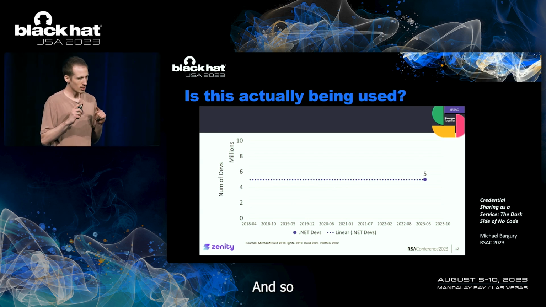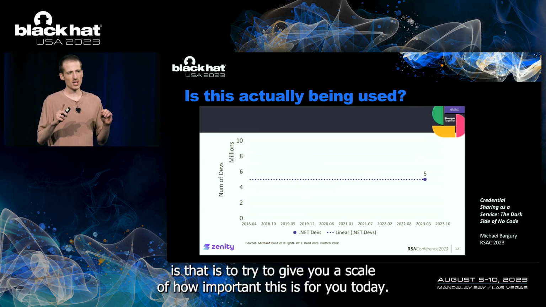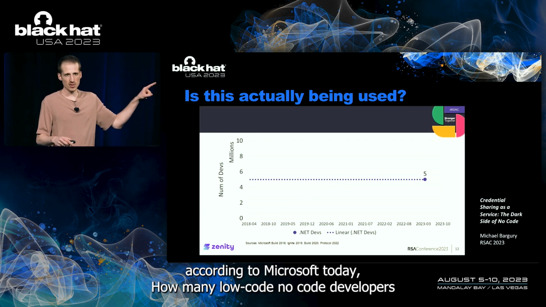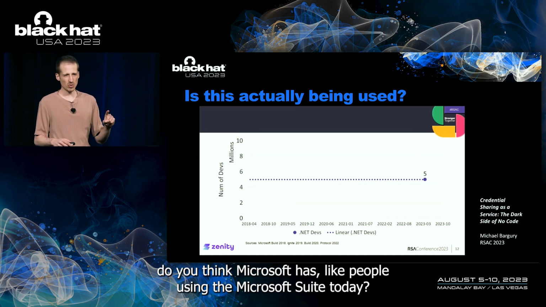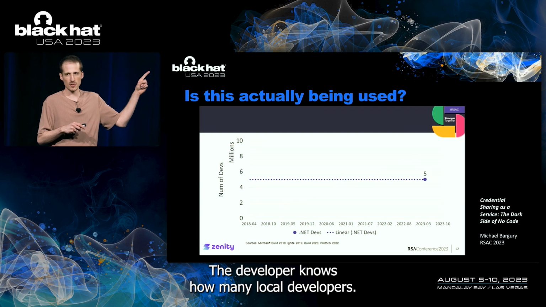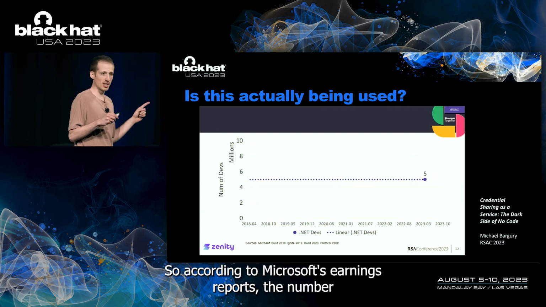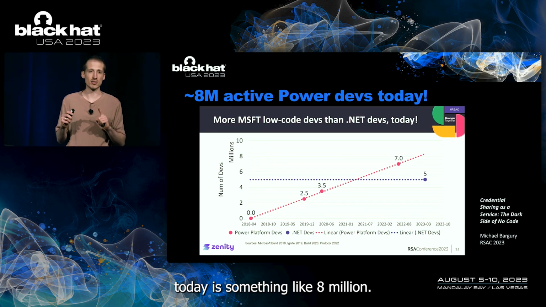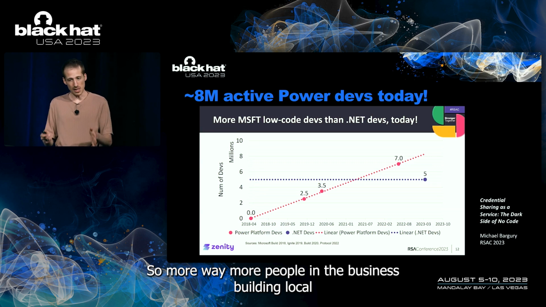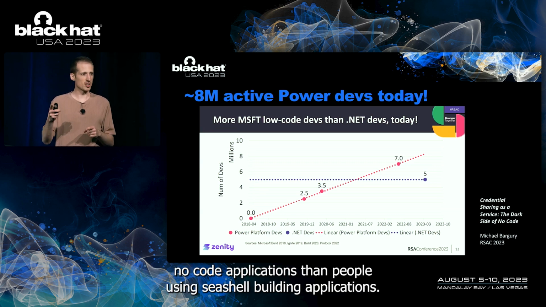And so one last thing I want to say about this is to try to give you a scale of how important this is for you today. What you're seeing right here is the number of .NET developers, according to Microsoft, today. How many low-code, no-code developers do you think Microsoft has, like people using the Microsoft suite today? Let's think of a number, like 5 million .NET developers. How many low-code developers? According to Microsoft's earning reports, the number today is something like 8 million. So way more people in the business building low-code, no-code applications than people using C# building applications.